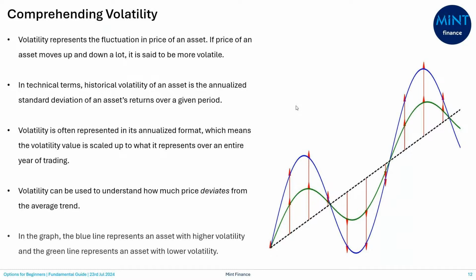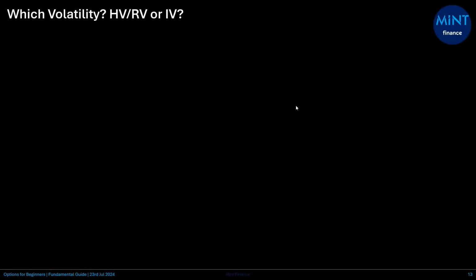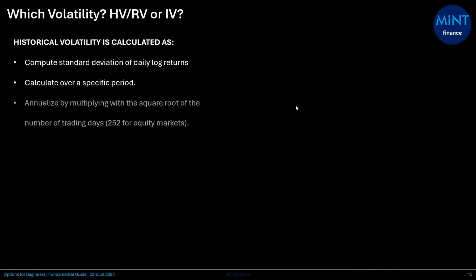So in this case, the blue line represents an asset with a higher volatility, and the green line represents an asset with lower volatility. If we try to formalize some of these definitions in terms of calculation, we can then go on to talk about how volatility is used in options.